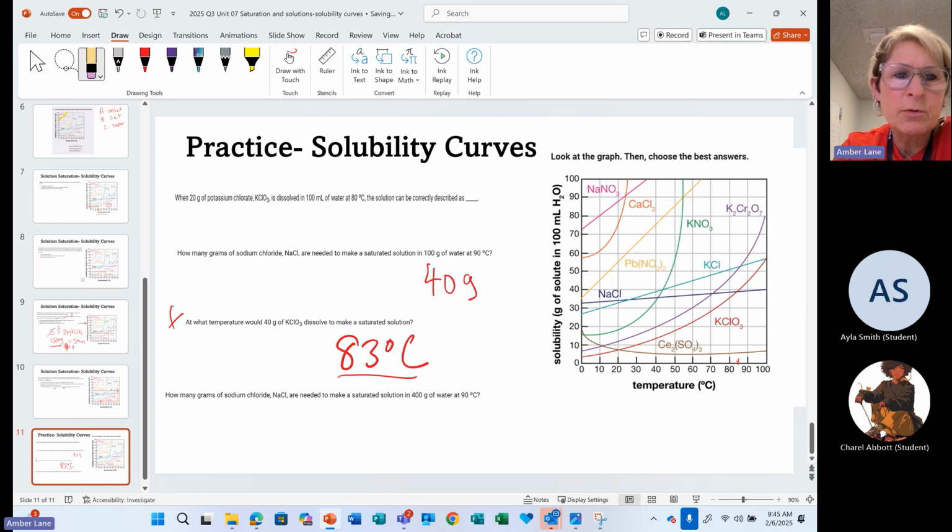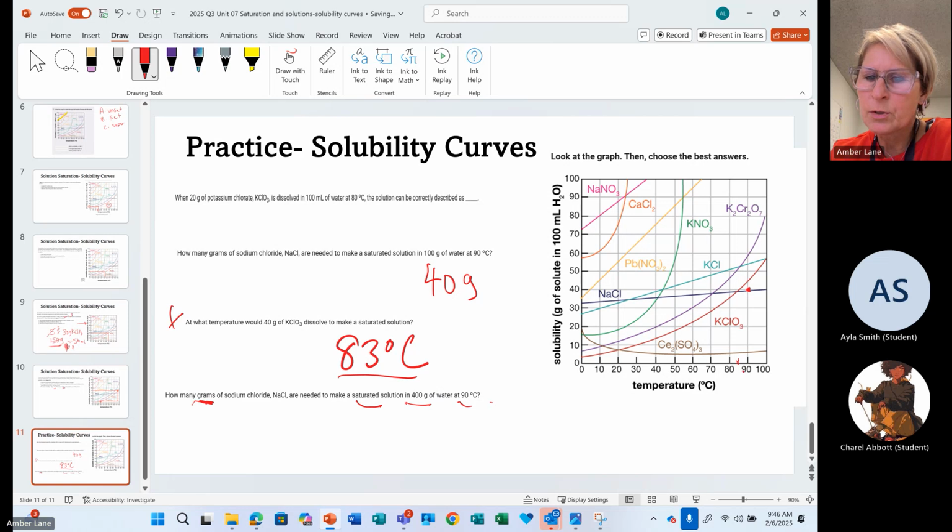Okay, so how many grams of sodium chloride are needed to make a saturated solution in 400 grams of water? So 400 grams is the same as 400 milliliters at 90 degrees Celsius. So we want to find grams of sodium chloride to make a saturated solution in 400 milliliters at 90 degrees. So I'm going to start over here. I'm going to do 90 degrees. And I'm going to go up and I need to find sodium chloride. It's saturated, so I've got to stop on the line.